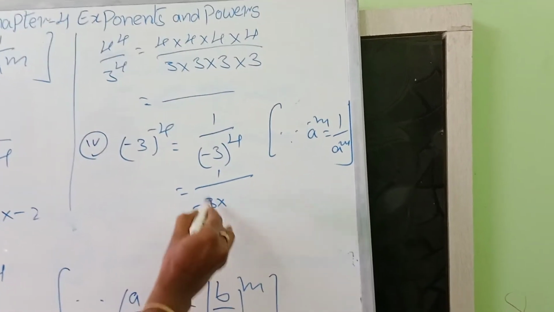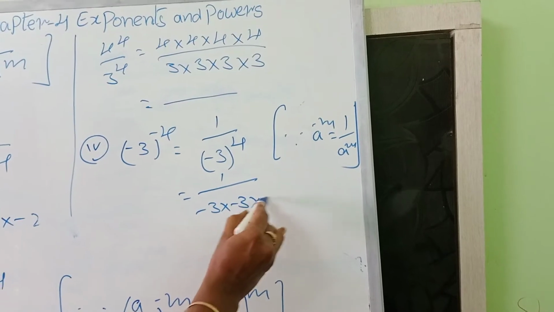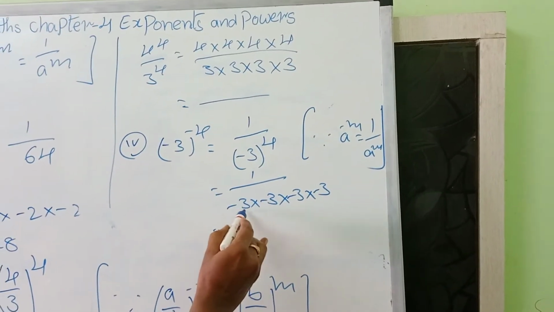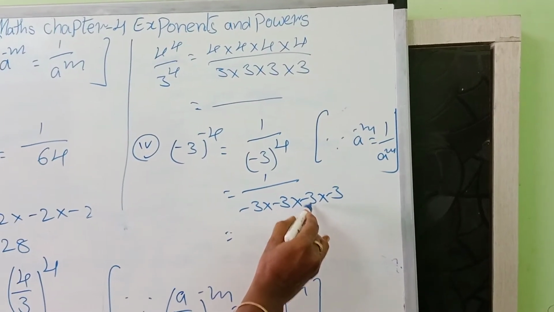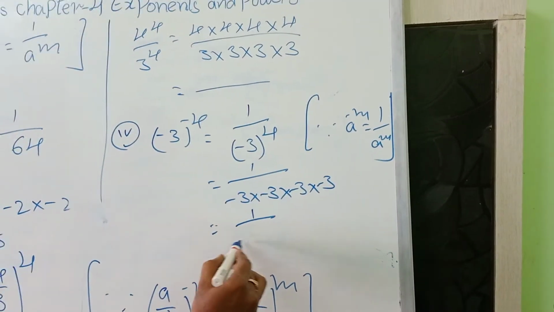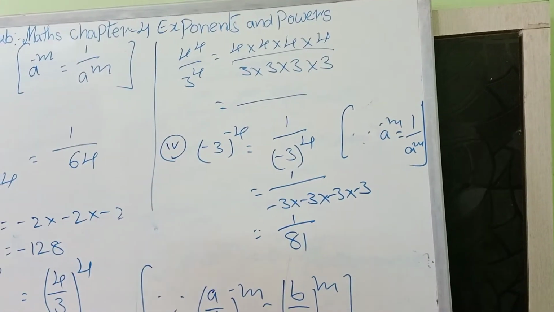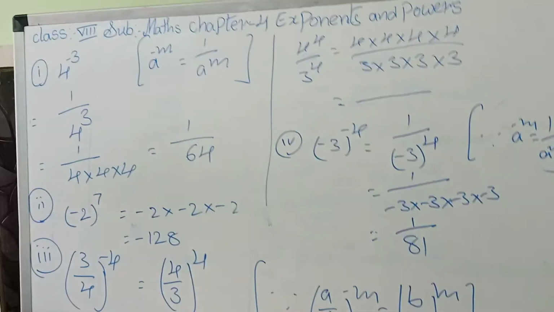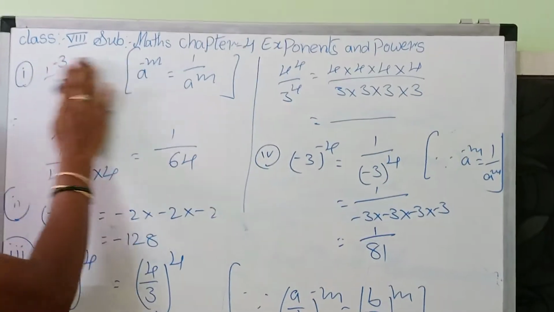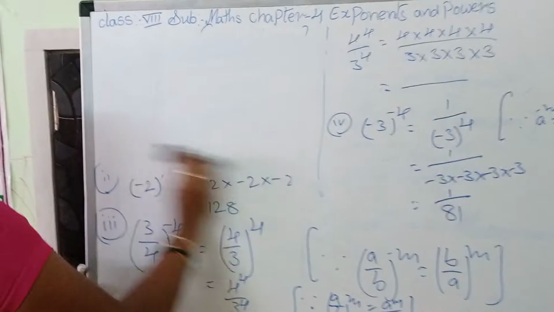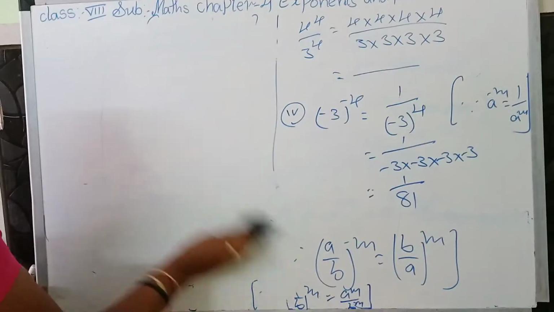Now minus 3, 4 times product it: minus 3 into minus 3. 3 threes are 9, 9 threes are 27, 27 threes are 81. This is an even number, so the result is positive: plus 81. 1 by 81 is the answer for the fourth one, children. And this is the first Roman. Let's see the second Roman. In the second Roman, simplify the following problems. By using the identity, we have to simplify the given problems.